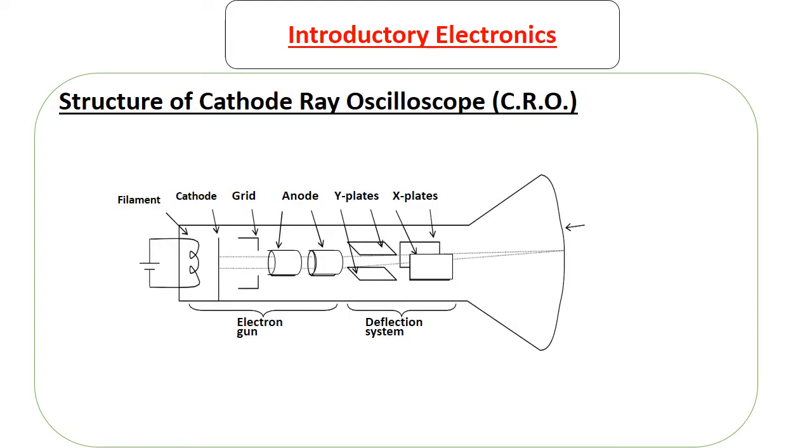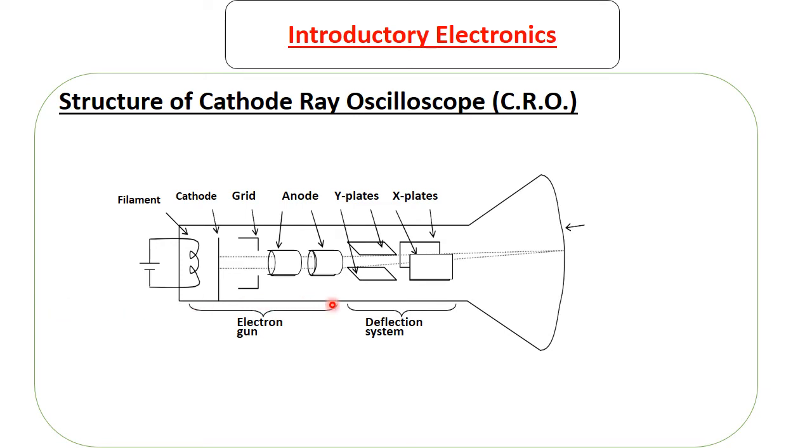Now we look at this device, which is created based on the concept of thermionic emission, called a cathode ray oscilloscope. So a cathode ray oscilloscope has three main parts. So the first part is called the electron gun. The electron gun is the part from here to here.